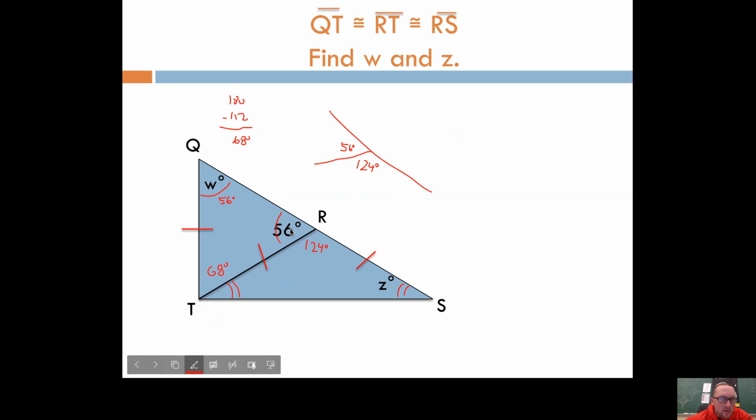Remember that triangle exterior angle theorem? This is an exterior angle. These two angles add up to give you that angle every time. 56 divided by 2 will give you the measure of those two angles since they're the same. So that would be 28 degrees for both.